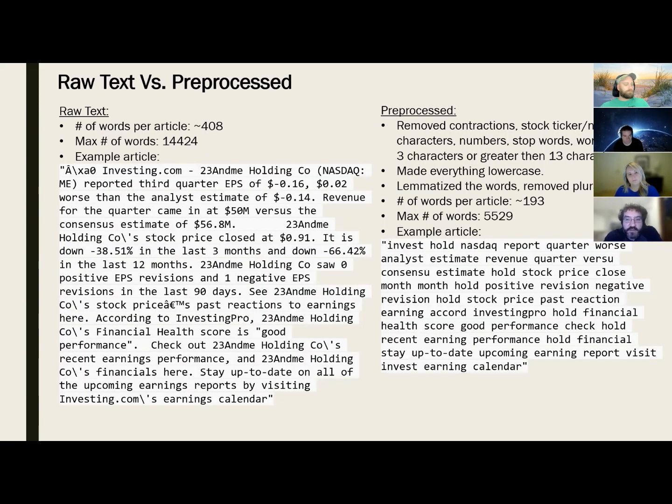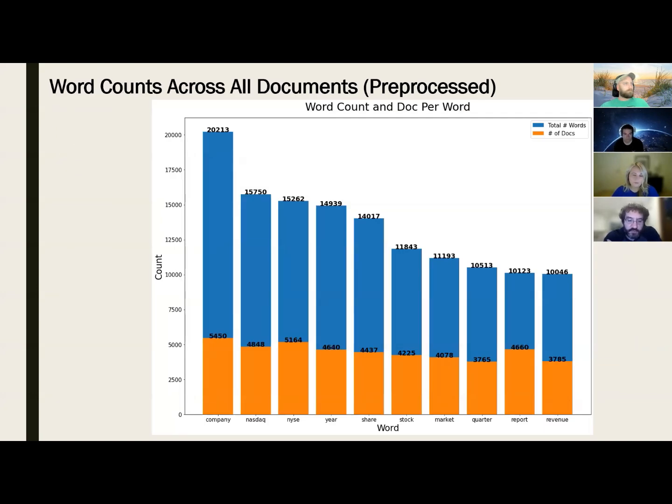So when it came to the pre-processing, this just shows what the data looked like with and without the pre-processing done. On the left, you can see the number of words per article without the pre-processing was about 408 words versus after it was processed, it was about 193 words. I removed stop words, contractions, numbers, and the names of the stocks, pretty much anything that wouldn't be considered significant. And this just shows the words that were showing up the most throughout the different articles.